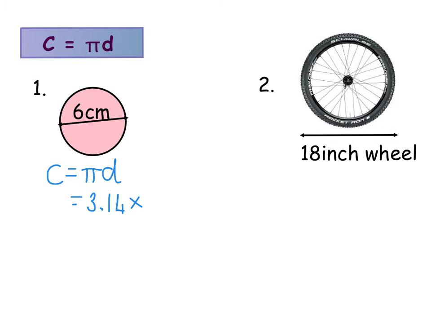So the diameter is the full width of the circle, which we've been given, which is 6. Now this could be on calculator and you'd have to set down a wee sum, but we do have a calculator today. And if you type that in, you get 18.84.